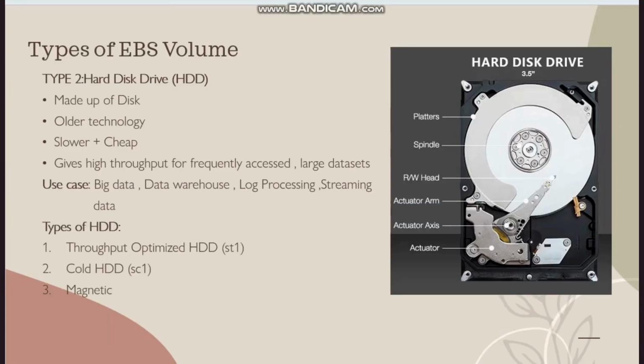Type 2, hard disk drive. It is made up of disks. It is an older technology compared to SSD, so it is slow and cheap compared to SSD. If we frequently access the data, then it gives high throughput. Here there are three types of HDD: throughput optimized HDD, cold HDD, and magnetic.